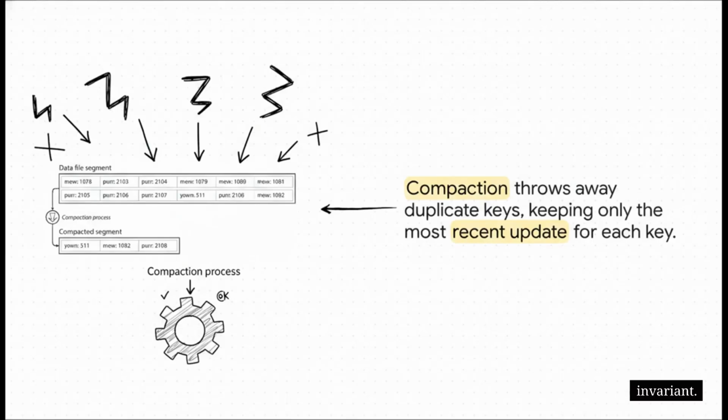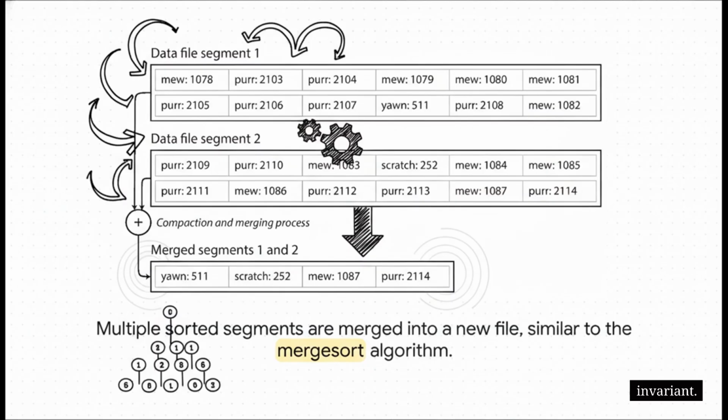Over time, we're going to have a bunch of different values for the same key scattered across our files. So the database needs to do some housekeeping. It has this process called compaction, where it goes through a file, throws away any old or duplicate keys, and writes out a brand new, clean file that only has the latest value for everything. And here's where the magic of sorting really pays off.